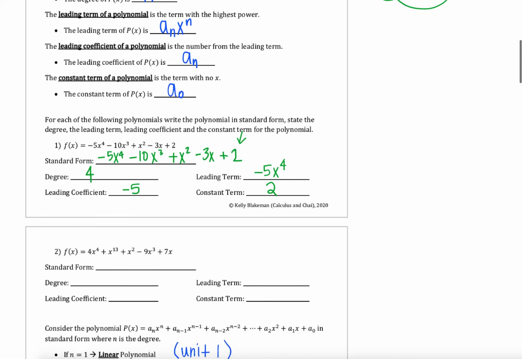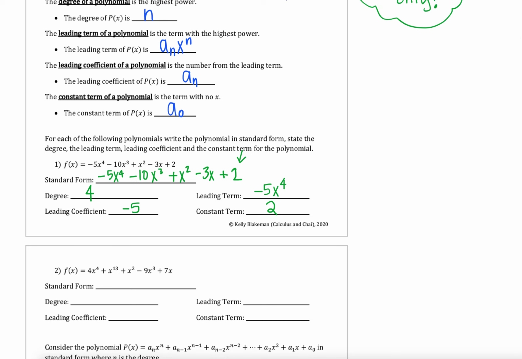Let's look at another example. So in example 2 here, we have f of x equals 4x to the fourth plus x to the 13th plus x squared minus 9x cubed plus 7x. What do you guys think? Is this polynomial in standard form? So in this case, no, this polynomial is not in standard form since we're not going from highest to lowest power. Why don't you guys pause the video right here and rewrite this polynomial in standard form.